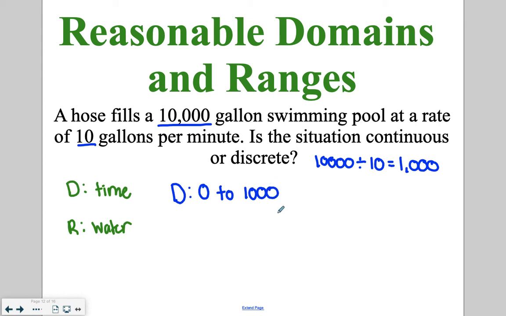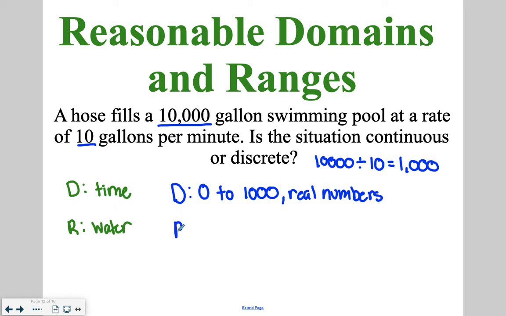Thinking about the types of numbers. So can you have decimals? Can you not? So this is going to be 0 to 1,000 real numbers. It's okay to have decimals. It's okay to have fractions. It's okay to have 3.14, etc., minutes. So you can have any amount of time.